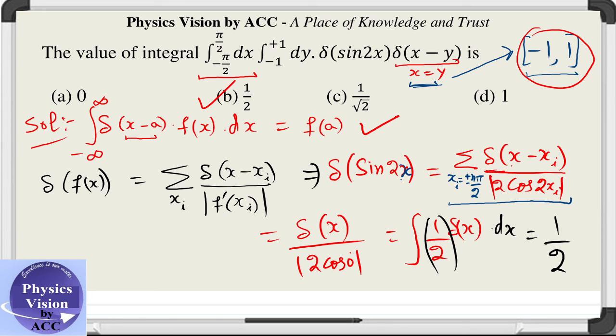Okay, it was easy, a little bit tricky, and we need to take care of one or two things. For example, the value of x at y and the value of sine 2x within the limits.